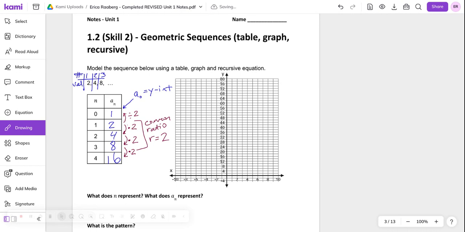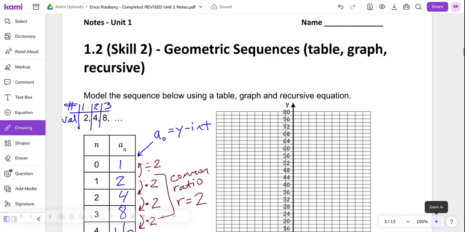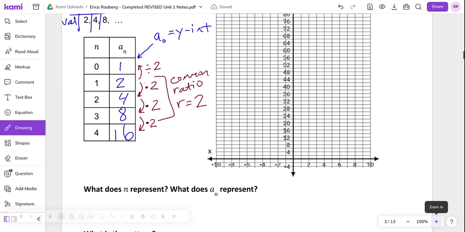All right, so if we now graph our points, 0, 1 is going to be a little difficult to graph. Let's see if I can zoom in here. So 0, 1 is going to be about right there. 1, 2 should be here. The point 2, 4 is here. 3, 8 goes here. And 4, 16 is here.